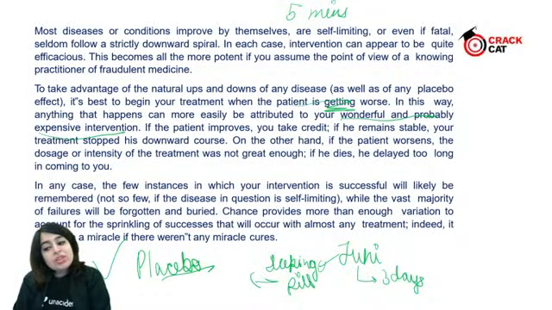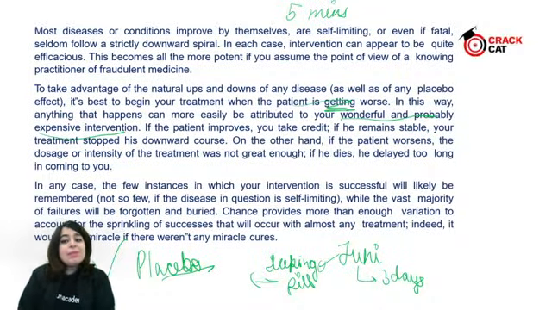If the patient improves, you can take the credit. If he remains stable, you say that the treatment stopped his downward course. On the other hand, if the patient worsens, then we will say that the dosage was not enough, or बहुत देर लगा दिया आपने आने में, something like that.